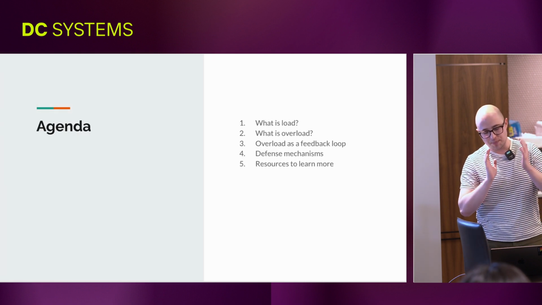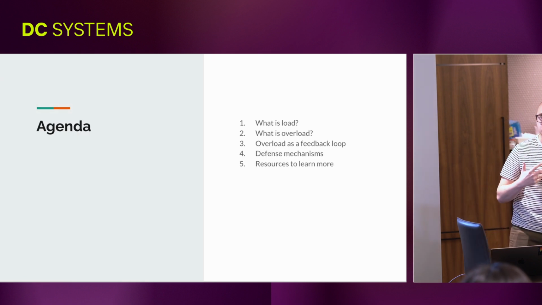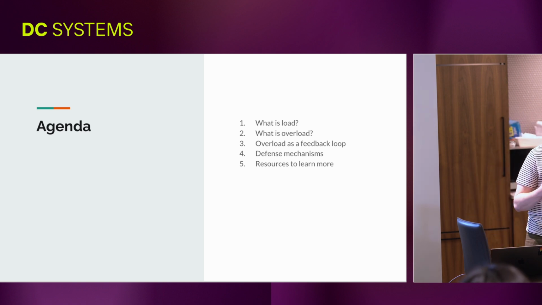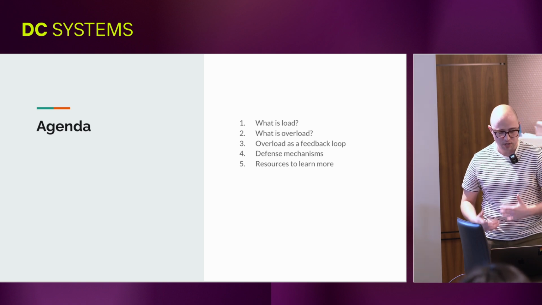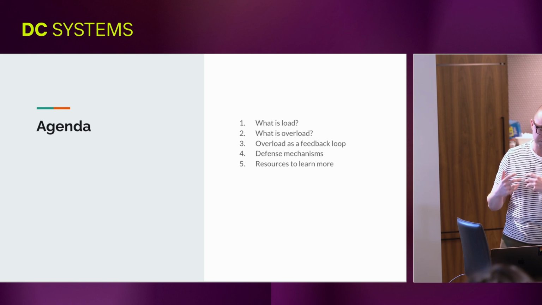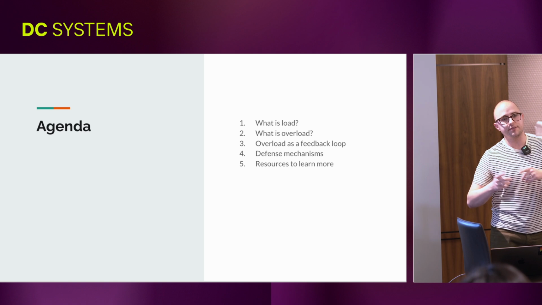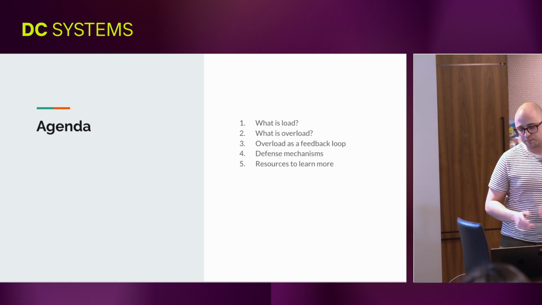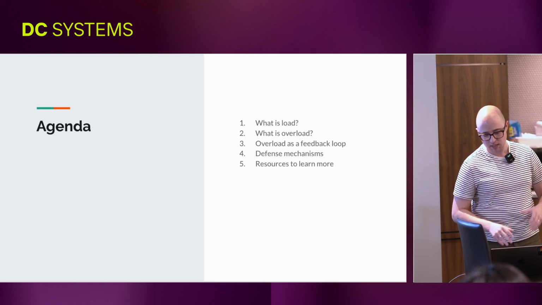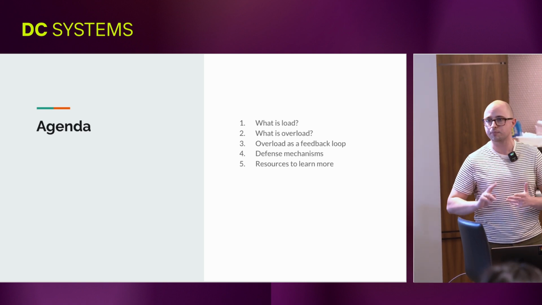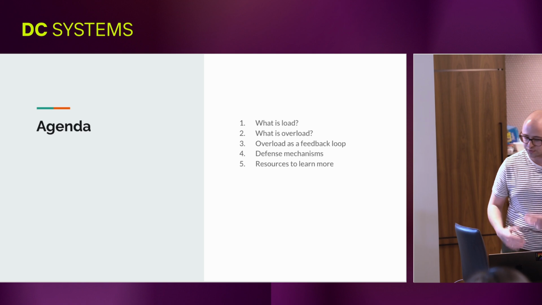So at a high level, we're going to talk about what load is and what overload looks like. Overload is a feedback loop, which is part of why it can be so bad to deal with in production. Then various defense mechanisms, including some that seem to be regularly reinvented but forgotten despite being there on your computer since like the 80s, which will be kind of fun. And then a bunch of resources to learn more, because there are lots of papers, blog posts, and books from Google that are useful on this topic.